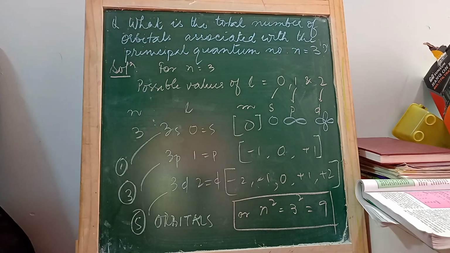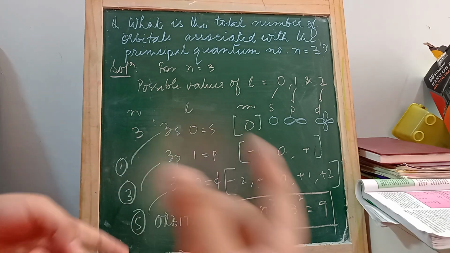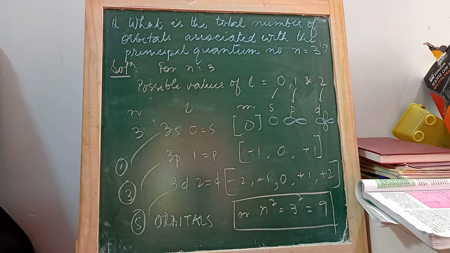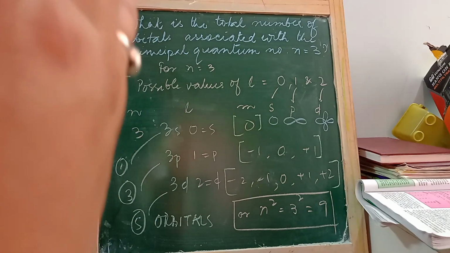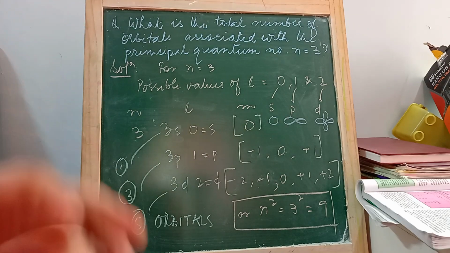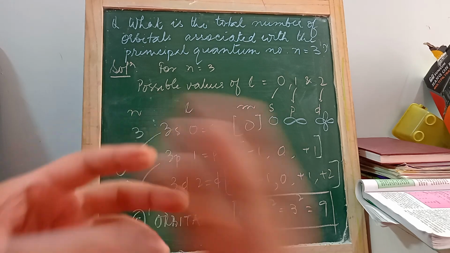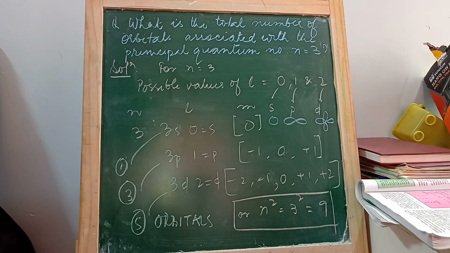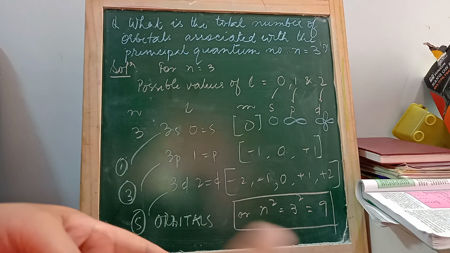And let's try to answer this question in order to understand the quantum numbers and the relationship between different quantum numbers, and how they are used to say something about the orbitals. How are orbitals defined? What are the characteristics? How are orbitals defined by the quantum numbers?